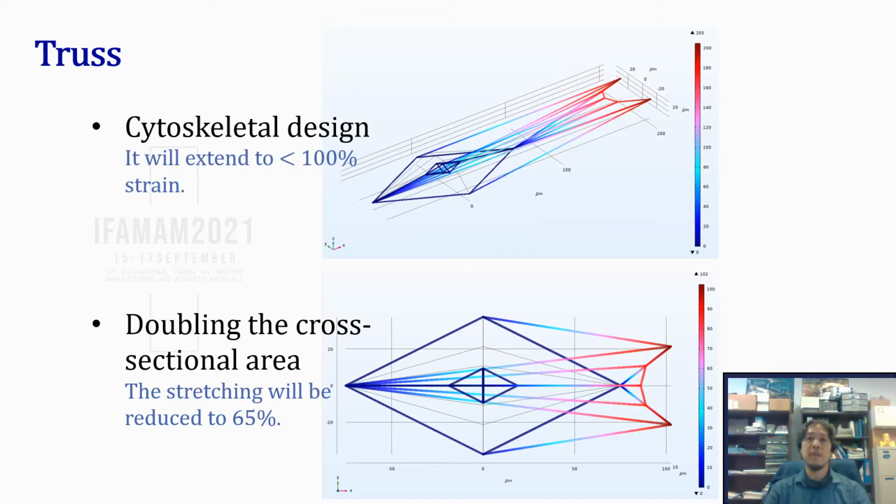The truss interface is employed to model the skeleton of the cell. This particular design demonstrates that the shear will stretch the cell to less than 100% strain. Doubling the cross-sectional area, however, will lead to reduction of stretching to 65%.